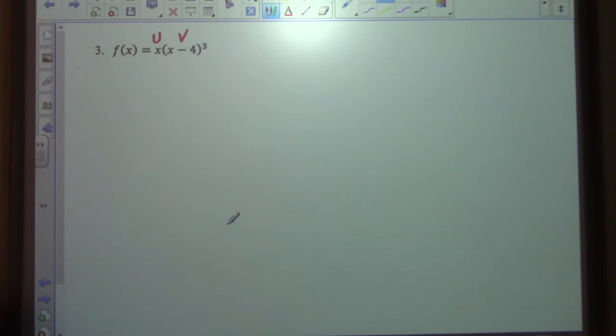Is f prime of x 1 or 0? Yes, if f of x is x, then f prime of x would be 1. Yes. That's some good calculus right there.